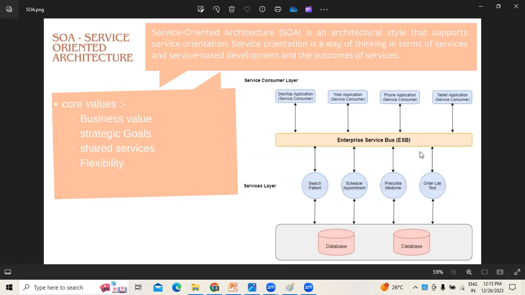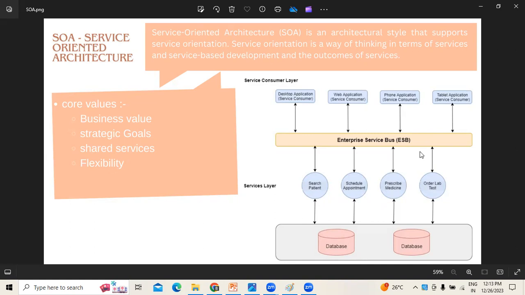Next, shared services. Flexibility. Last but not least, evolutionary refinements. So these are the service-oriented architecture values as well as characteristics we're all about.